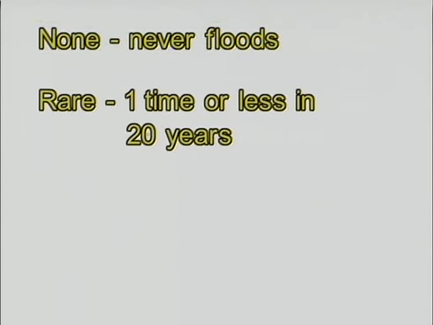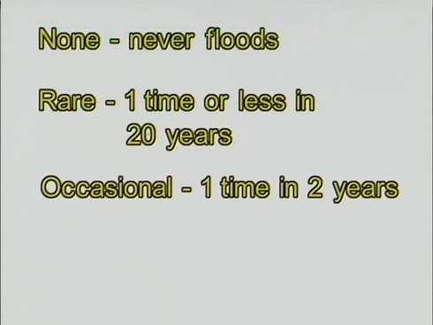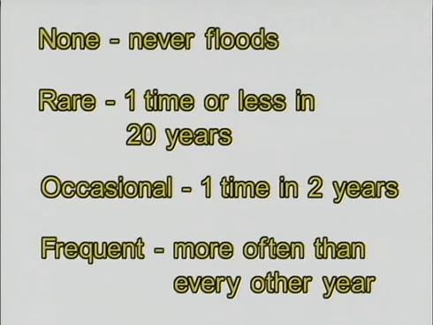Rare is described as on the average one time or less in 20 years. Occasional, one time in 2 years, or basically every other year. And frequent, more often than every other year. So we'll be looking at the site card, gathering that information and simply using it to put the flooding into one of these 4 categories based upon the parameters that are defined in your manual on page 17.